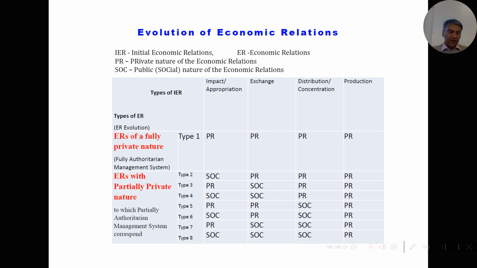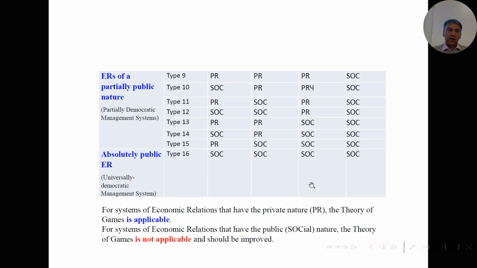All these types can be divided into 4 divisions. First, you can see a fully private nature, all private. It means 100% authoritarian management system. Then partially private nature. Third, partially public nature. And fourth, absolute public economic relations.